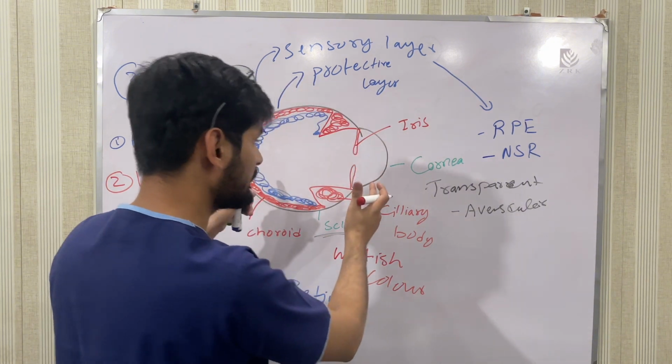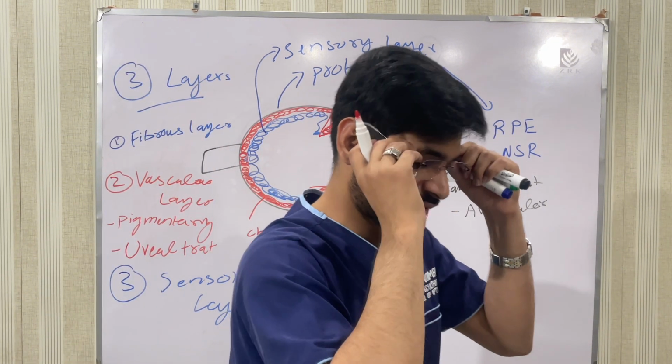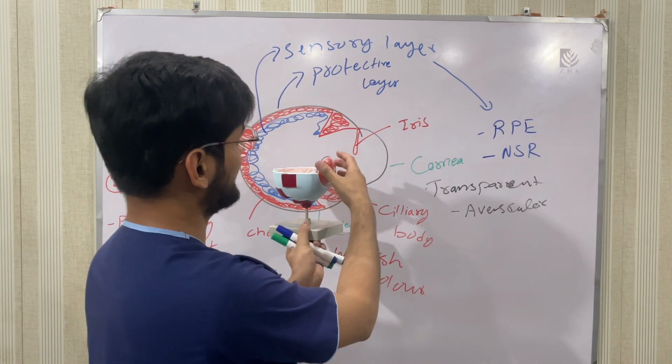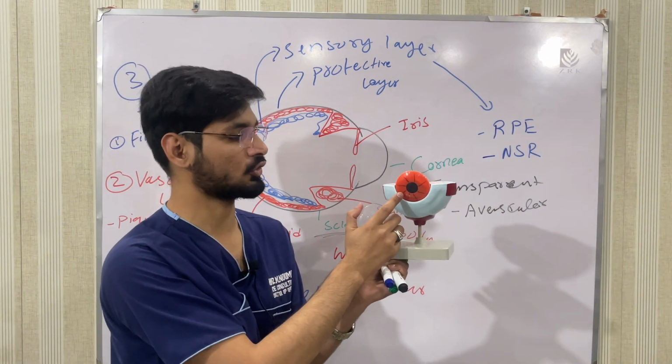This is the temporal view of the eye. Temporal view means lateral view of the eye. Here is the model of the eye. This is the cornea, and behind the cornea, this is the iris, the colorful structure of our eye.